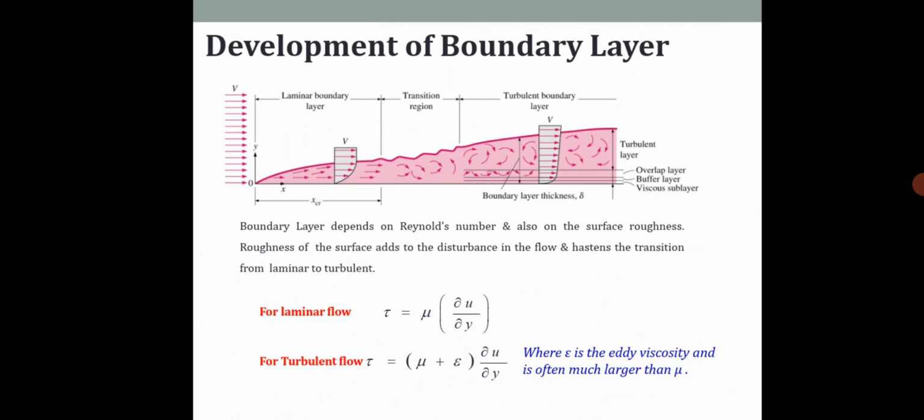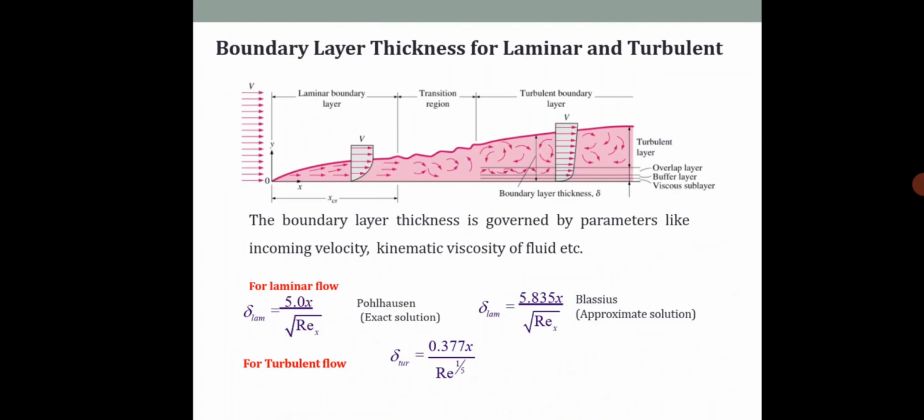For laminar flow, we know very well tau is equal to nu into ∂u/∂y. But in the case of a turbulent flow, tau is equal to (nu plus eta) ∂u/∂y. So eta is the eddy viscosity and will be larger than nu.